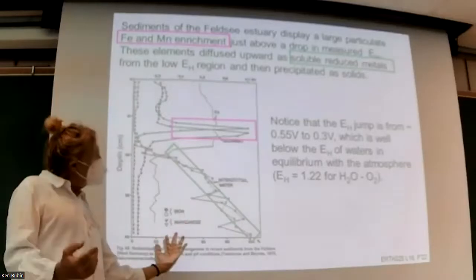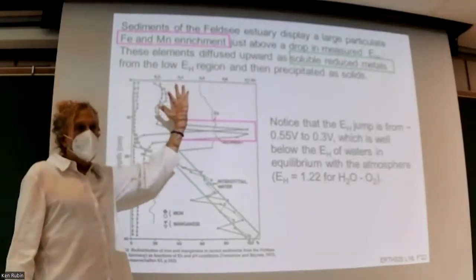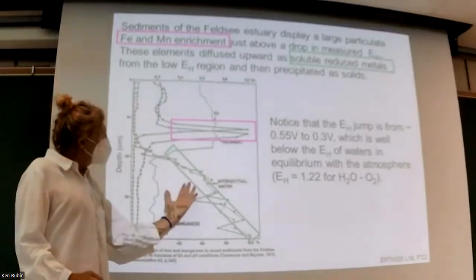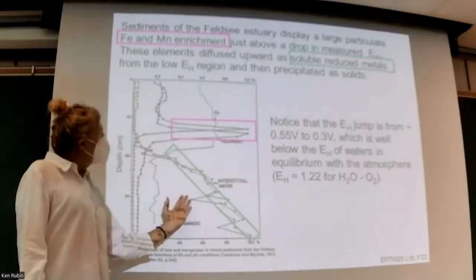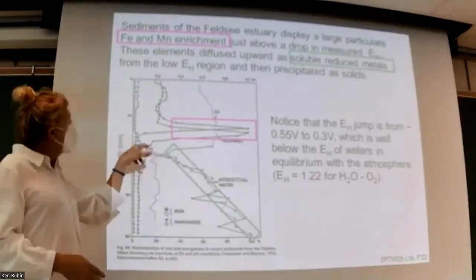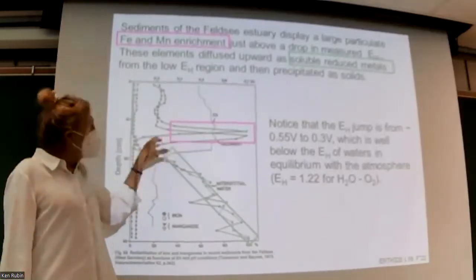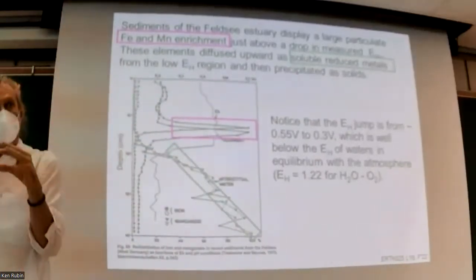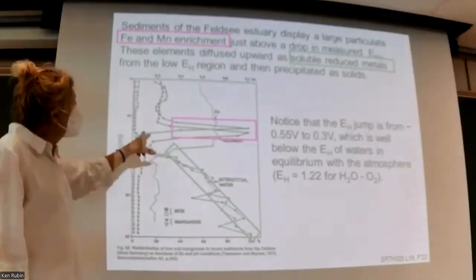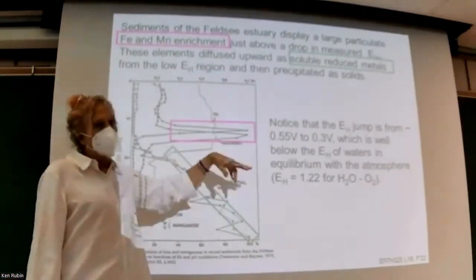We have a flux of these elements up because diffusion is trying to erase that gradient. And as soon as the water that has the dissolved constituent comes up across this Eh boundary, where the conditions are oxidized again, these things come back out of solution. So we get this very enriched layer of iron and manganese in the particles, and this is largely from what we call authigenic phase production.